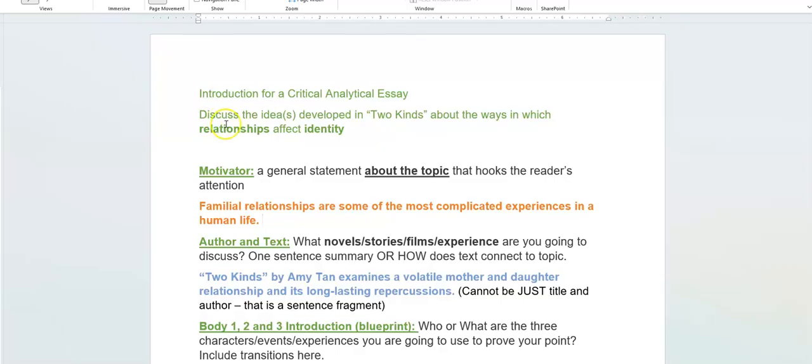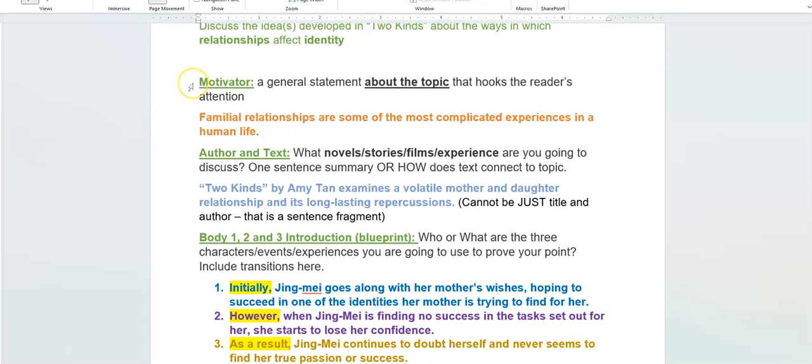Okay, so let's get into it. The first sentence of an introductory paragraph is the motivator. So this should be 1 sentence. It can be up to 2. It should not be more than 2. And essentially, this is a general statement about the topic, not the text. Okay, so again, it's about the topic, not the text.